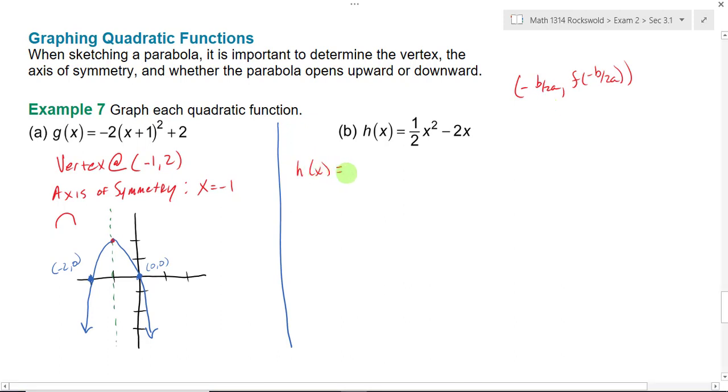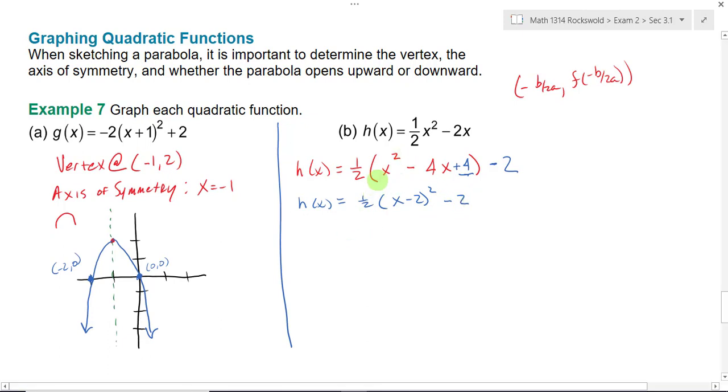So h of x is equal to, I'm going to have to factor out the 1/2. That gives me x squared minus what? 4x. Then I need to come along and add what to make this a perfect square? 4. But I didn't add 4, I added a half, which means I added 2, which means I need to come out and subtract 2. My net gain here was 2 because 4 times a half is 2. So I added a value of 2. I need to come along and subtract a value of 2. So that's going to give me h of x equals 1/2 times x minus 2 squared minus 2.